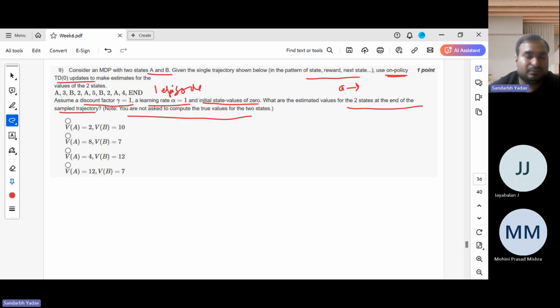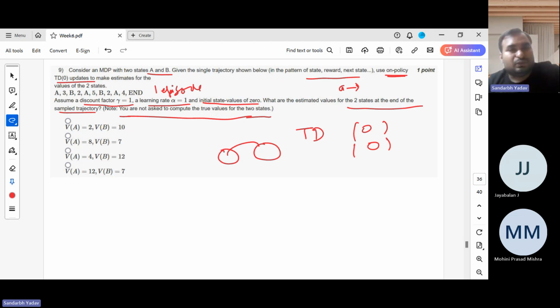If you construct that MDP, it will give you the true value. But here we are given only one episode of data. If we had multiple episodes, then we could converge to the actual values, so this might be different. They have explicitly mentioned that you don't need to formulate that MDP and calculate the true values. You simply have to apply the TD updates starting from zero for both states and see what happens at the end of the episode. So let's do this.